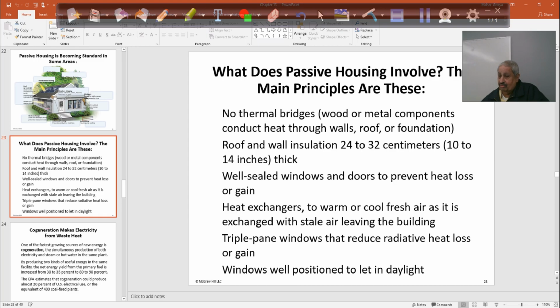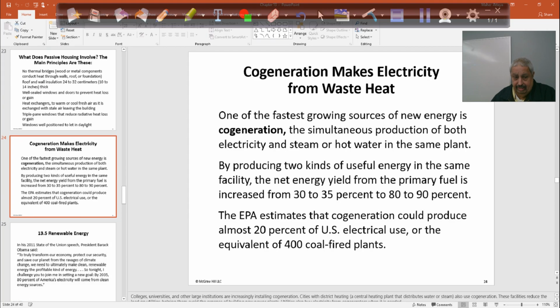Heat exchanger to warm and cool fresh air in exchange with the non-moving air leaving the building. Triple pane windows that reduce radiative heat loss or gain. So I said double, triple. At the time I just said double, not triple, but now they have triple layers of windows and doors, glass doors.